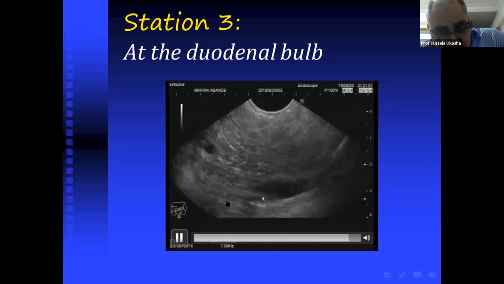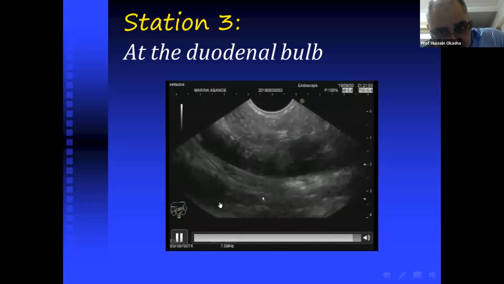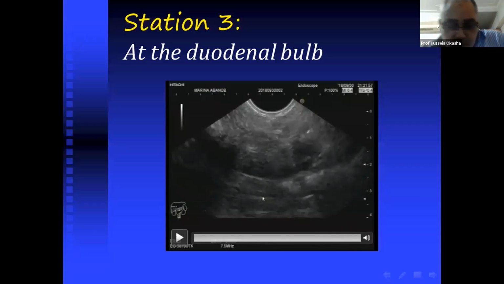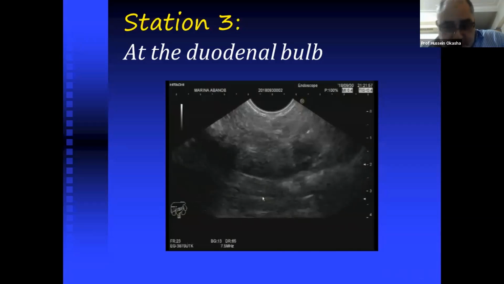More and more anti-clockwise, I can see the venous confluence, and more anti-clockwise, I can see the gallbladder and the liver. So the examination of the bulb is very important.